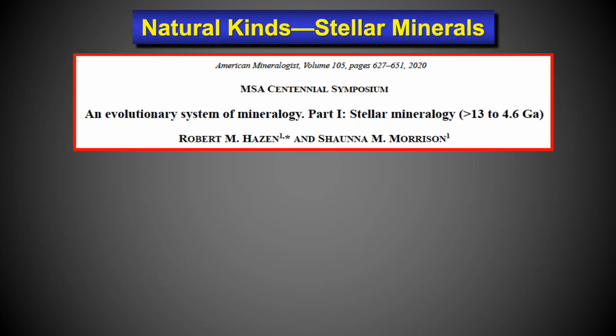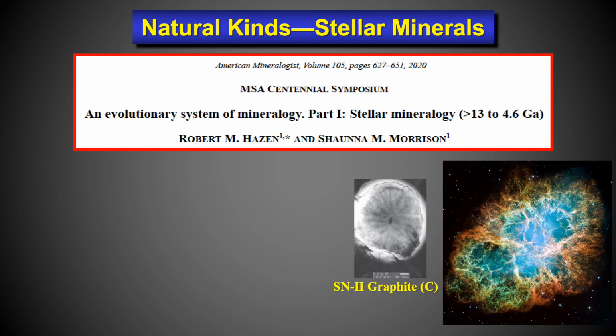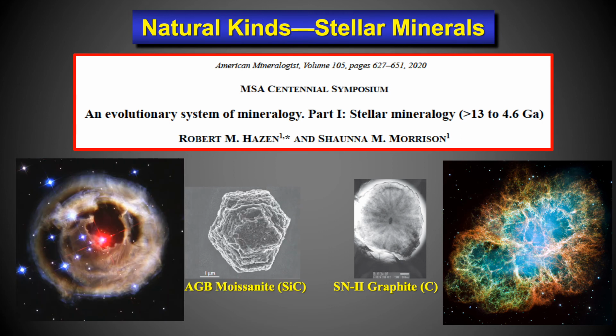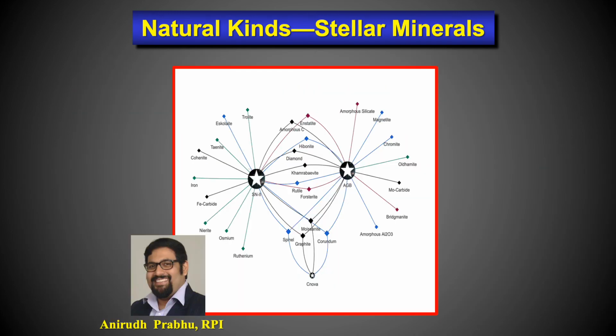So our first paper in the series, part 1 of stellar mineralogy, looks at different minerals. For example, graphite from supernovas, and moissanite from AGB stars. And we represent these different kinds and combinations of environments and minerals in what's called a bipartite network diagram. Anirudh Prabhu at RPI has helped put these together.